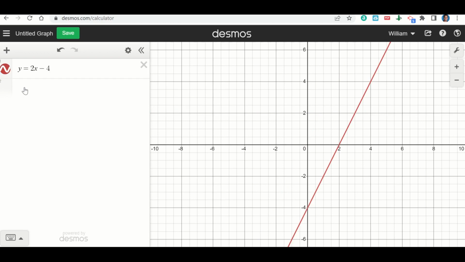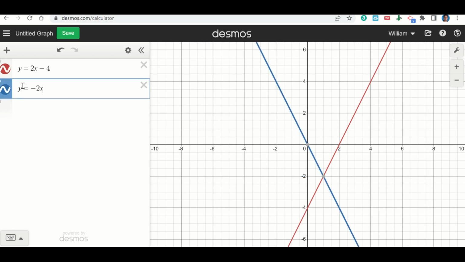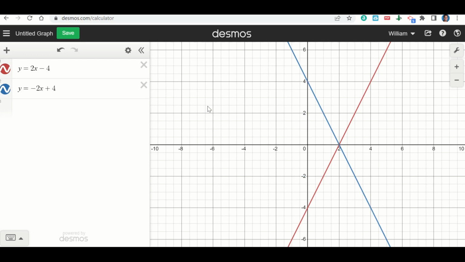Now we're going to type in our second equation. So we're going to go to the line below it. And let's say it's y equals -2x plus 4. So there's my 2 lines.